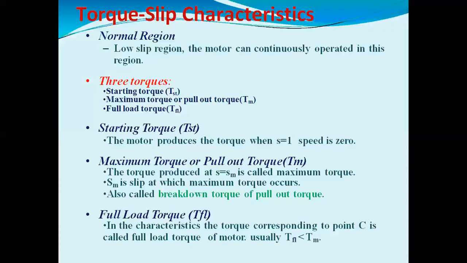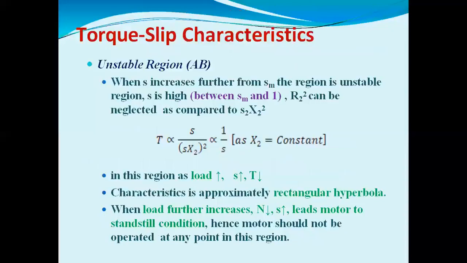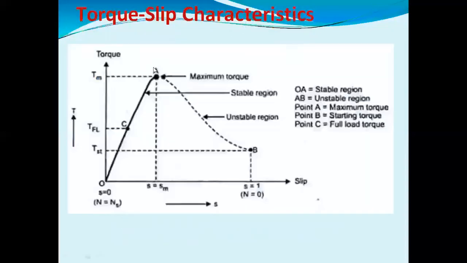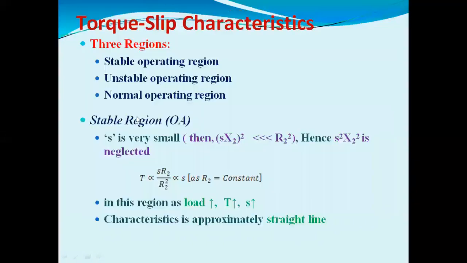And another torque is called the full load torque. In the characteristic, the torque corresponding to the point C is called the full load torque of the motor. Usually TFL is less than TM. So there are three torques: the maximum torque, with its corresponding slip Sm; the starting torque at the point B; and at the point C, the full load torque. So we will discuss the three different torques.